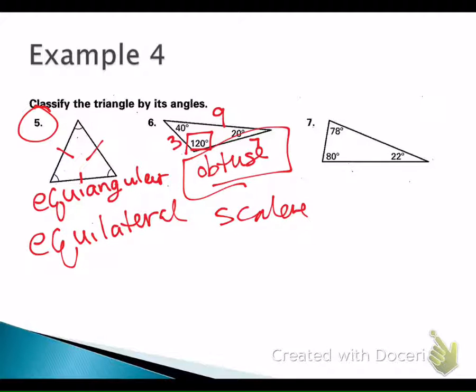All right, number 7. Are any of them bigger than 90? No. Are they all the same? No. So that leaves us with just acute. Questions?